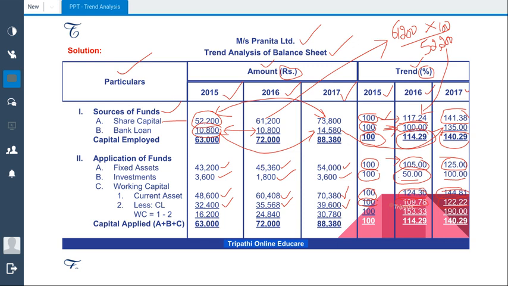Right? So working capital, first year is 16,200, second year is 24,840, and third year is 30,780. First year is the base year, so we are taking that as 100%.